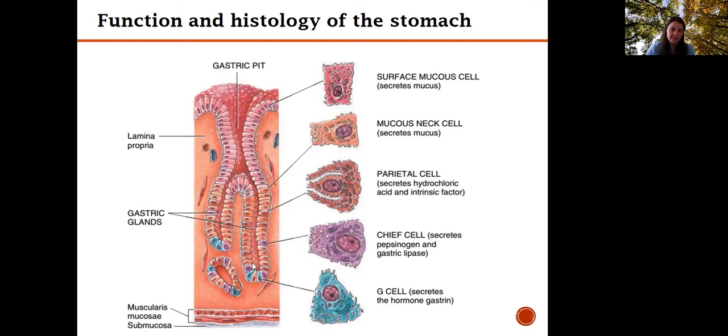And at the lower part of the glands, we can find the chief cells, and these will be the cells which will produce the digestive enzyme of the stomach, which is the pepsinogen. The pepsinogen is the inactive form, so it will be secreted in an inactive form, and inside the lumen it will be activated and become pepsin, and this will be able to digest the proteins.